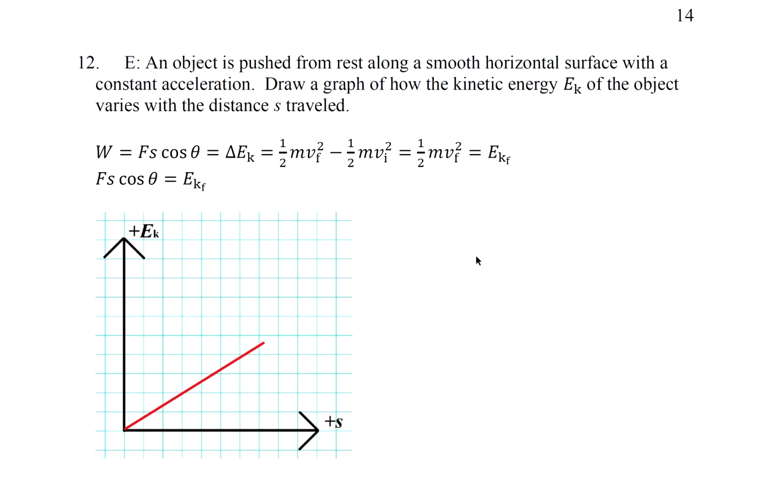Question 12. An object is pushed from rest along a smooth horizontal surface with a constant acceleration. Draw a graph of how the kinetic energy varies with the distance traveled. So work is equal to change in kinetic energy. And it's pushed from rest. So that's why we start at 0, 0.